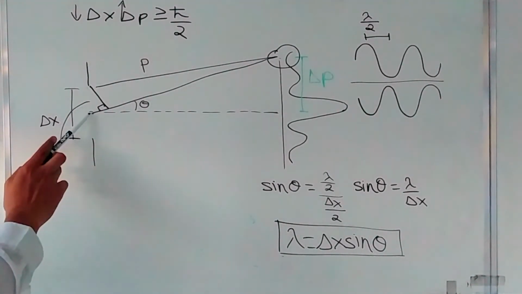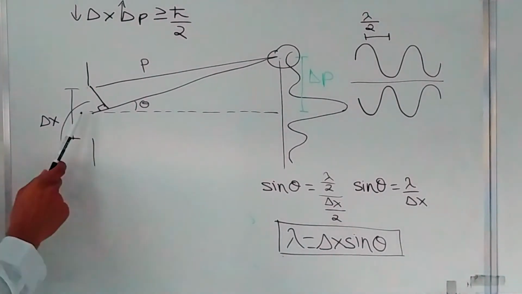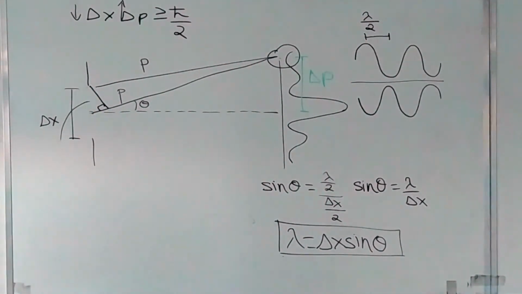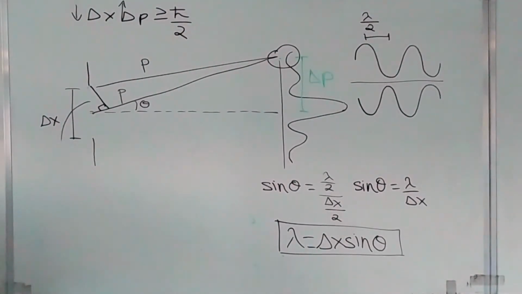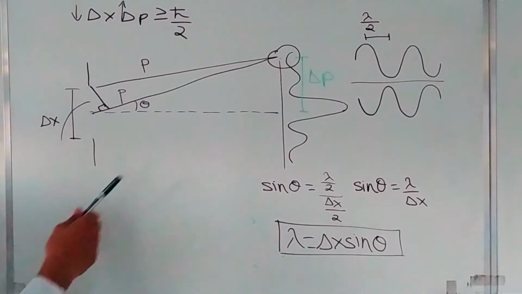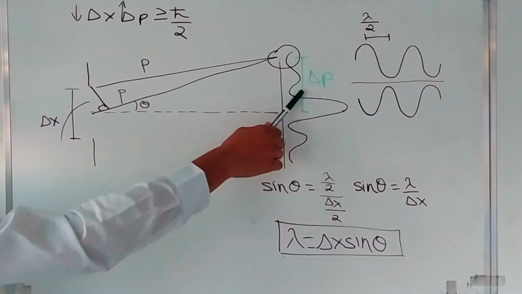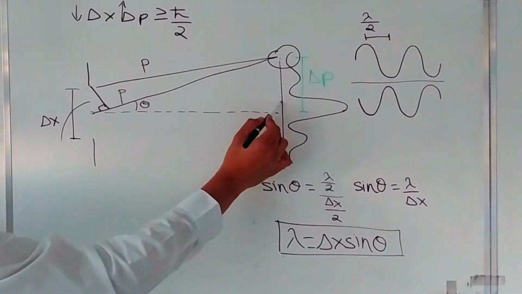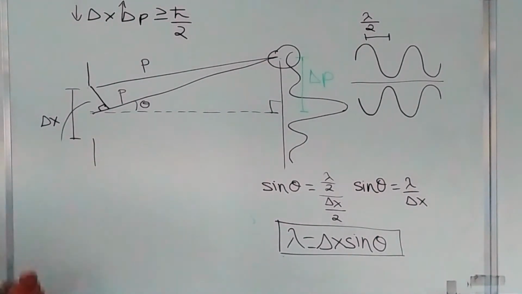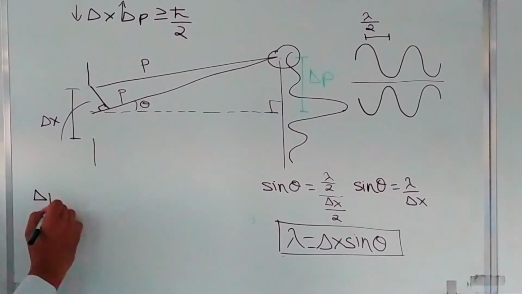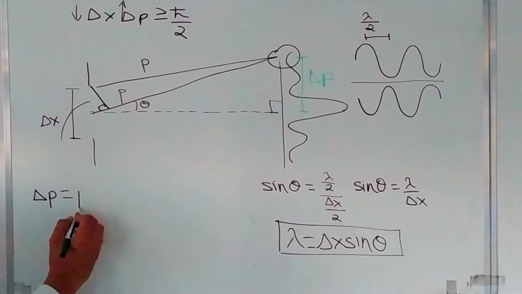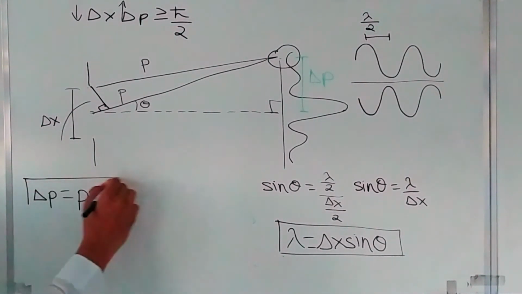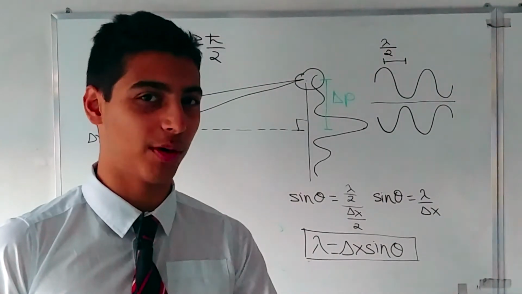Now, taking this point as the point of reference, we can also say that this line can represent the momentum of the light wave. So finally, we can say that sine theta equals opposite, which is the uncertainty in the momentum, divided by the hypotenuse, which is the momentum, since this is a right angle triangle. Therefore, the uncertainty in the momentum equals the momentum multiplied by sine of theta. We're almost there. We're very close.